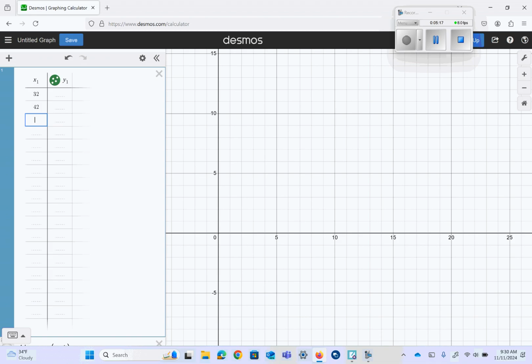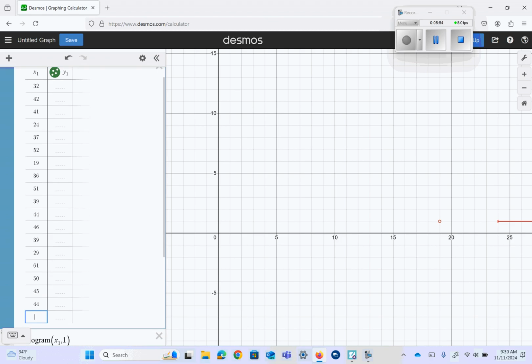What would make a histogram look normal? It would look like if I drew a curve around it, it would form that nice normal curve. Yeah. All right, 42, 41, 24, 37, 52, 19, 36, 51, 39, 44, 46, 39, 29, 61, 50, 45, 44, 30, and 39.